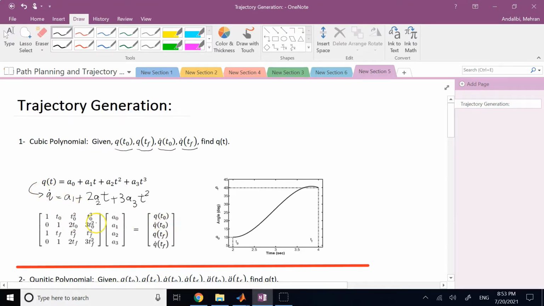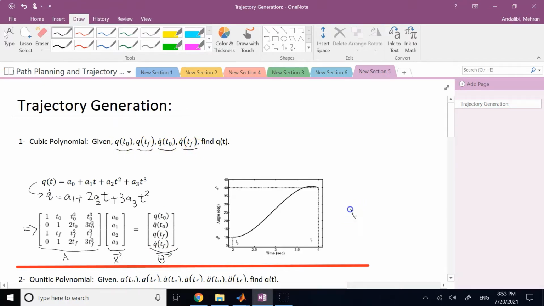And you will get 4 equations. Here are these 4 equations arranged in a matrix format, where this matrix on the left-hand side, this A matrix, is a matrix with known values. Everything depends on time. This is your unknown vector x, which are the unknown coefficients, and the right-hand side is also a known vector based on the 4 given values.